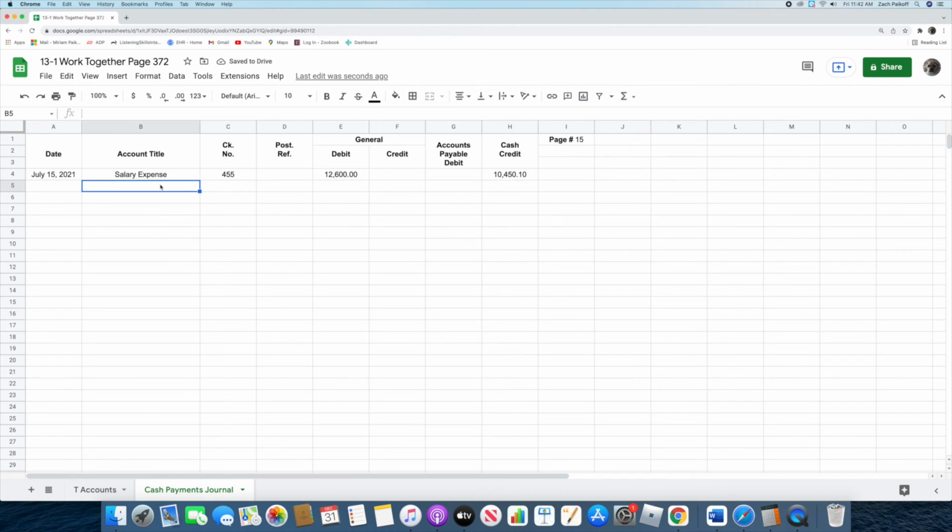The last thing that we're going to do is list all of our payable liabilities in the account title column, and we're also going to record the amounts in the general credit column. So the first payable liability is employee income tax payable. And the amount is $1,186.